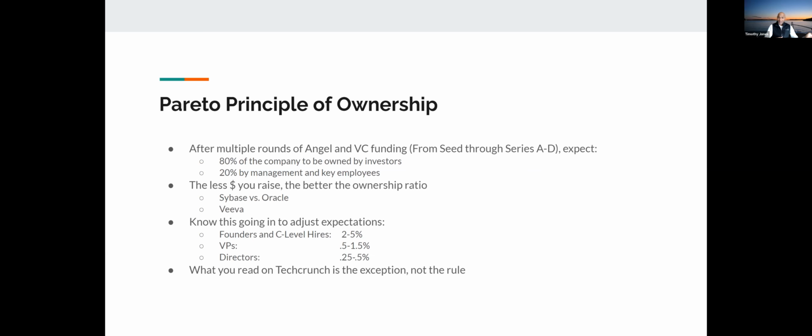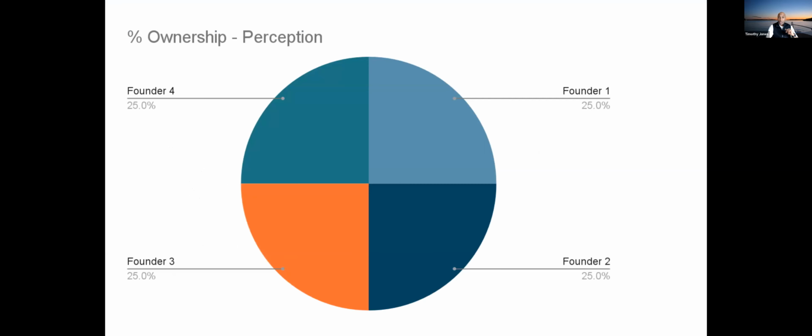Your key VPs will have 0.5%, maybe to 1.5%. Your directors 0.25% to 0.5%, and so on and so forth. So when you hear these stories of huge amounts of ownership, that is really the exception, not the rule, particularly if you're raising institutional capital.